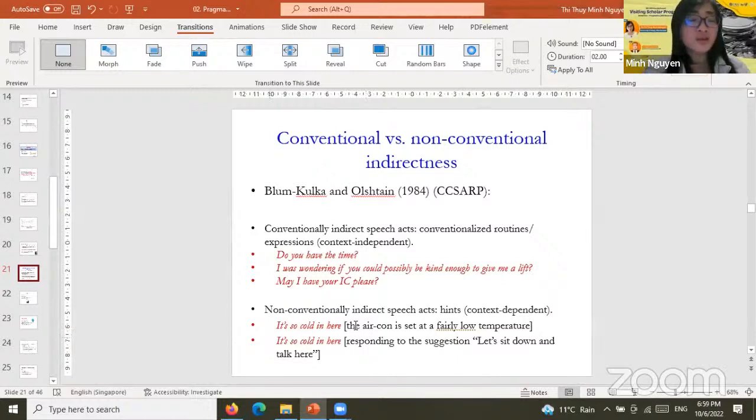So this kind of indirect speech act is called non-conventional because the meaning is not attached to any predictable patterns of discourse or specific language forms. The linguistic realizations can be so varied, so the meaning can be expressed in many different ways, whereas conventional indirect speech acts are usually realized using a limited number of expressions only. All right, so I hope it's clear enough.